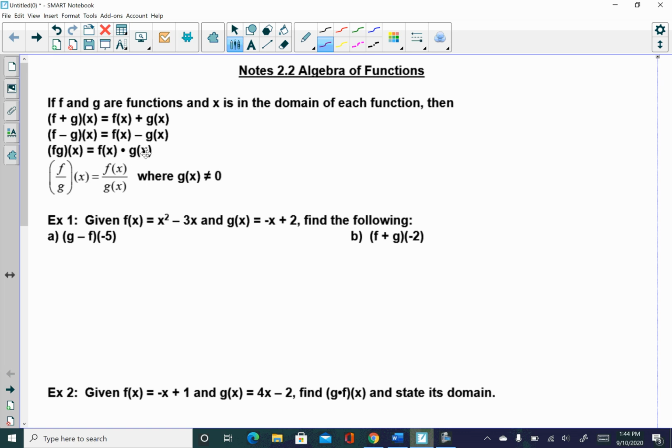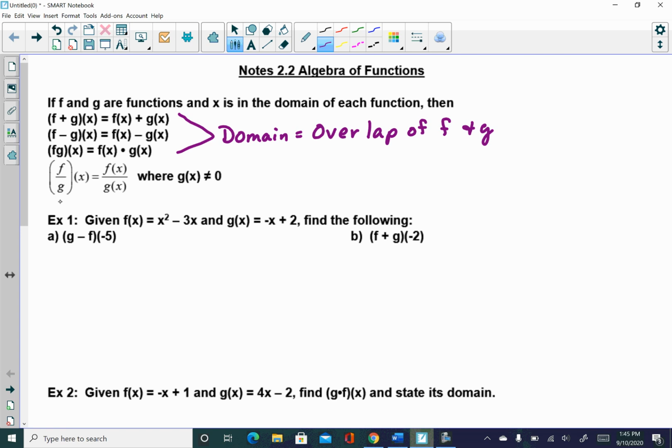The domain for the top three functions that you're seeing here would be the overlap of f and g. So I'm always going to have you find the domain of f, the domain of g, and then if we're doing any of these top three types of functions, it'll just be where those domains overlap.